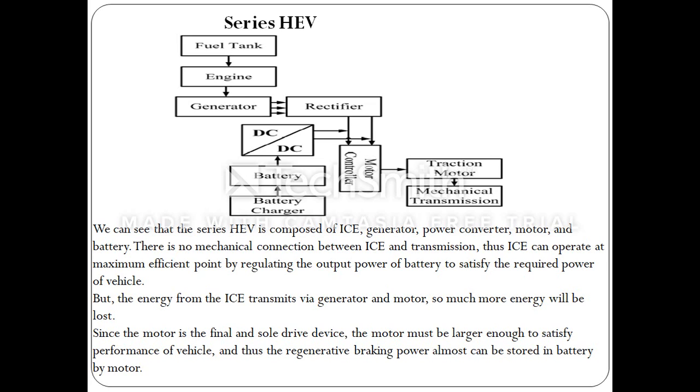Thus, ICE can operate at a maximum efficient point by regulating the output power of the battery to satisfy the required power of the vehicle. But the energy from the ICE is transmitted via generator and motor, so much more energy will be lost. Since the motor is the final and sole drive device, the motor must be large enough to satisfy the performance of the vehicle, and thus regenerative braking power can almost all be stored in the battery by the motor.